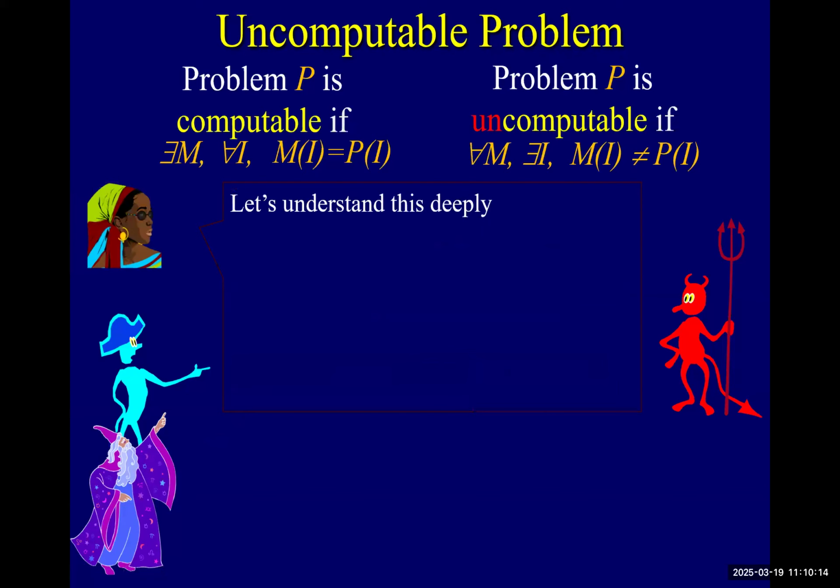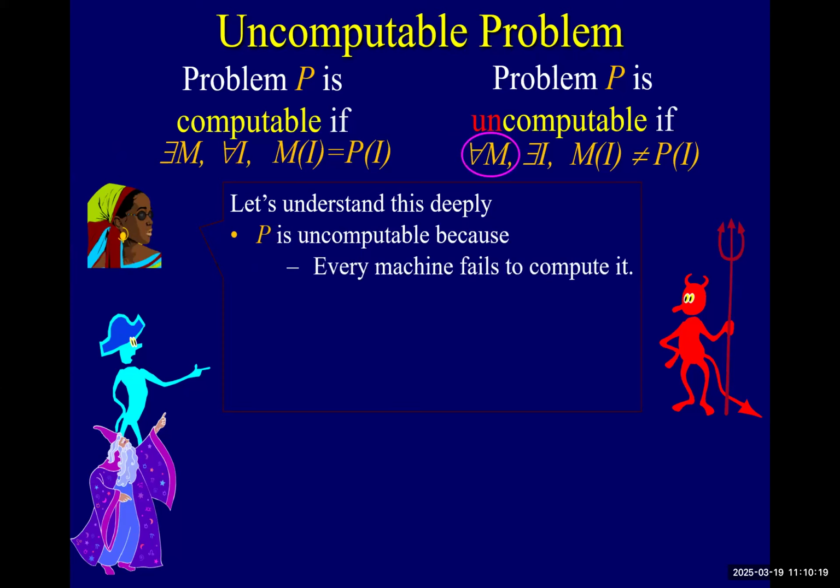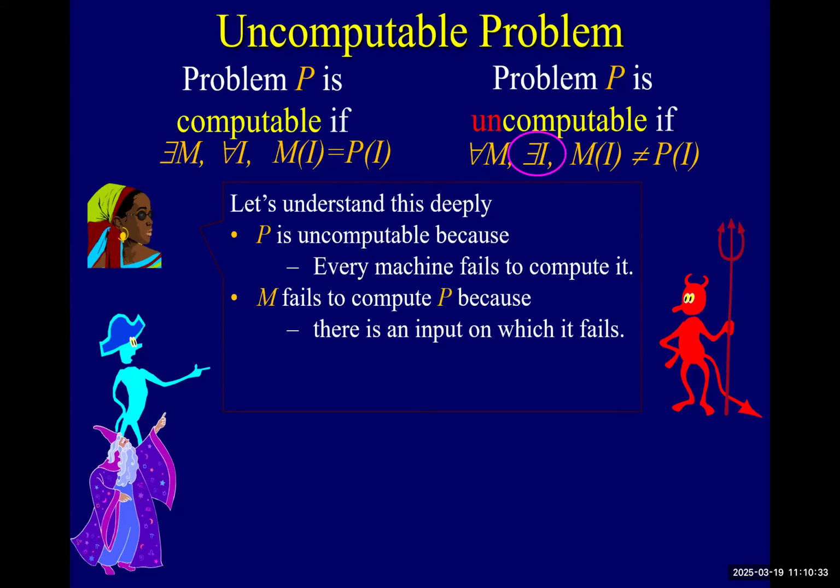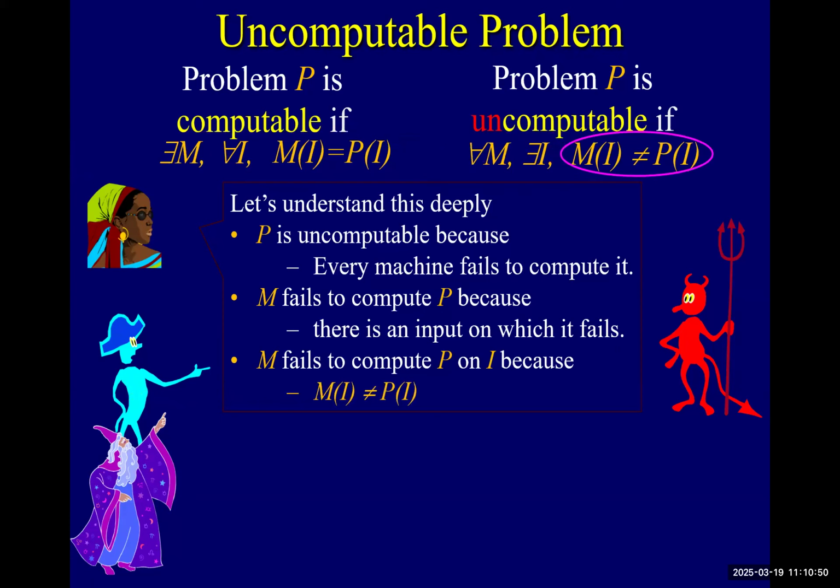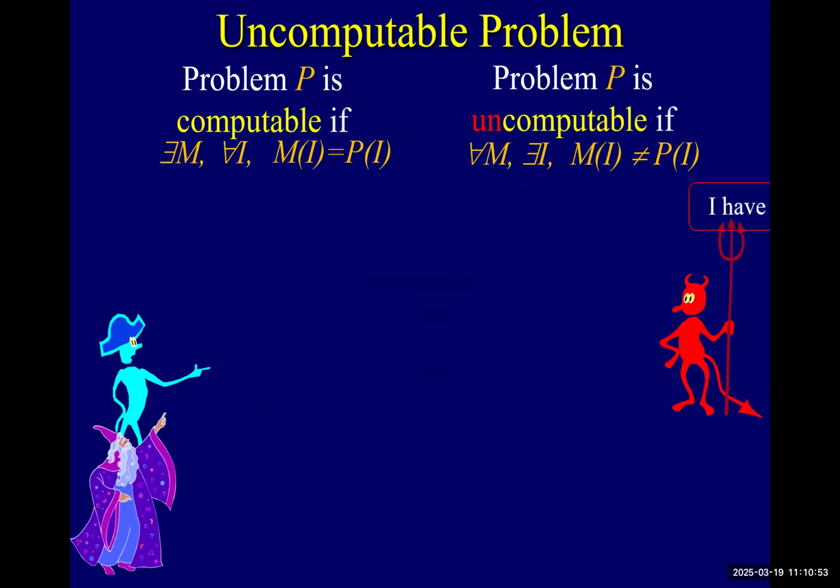And now we have to understand this, right? P is uncomputable. Why is it uncomputable? It's uncomputable because every Turing machine fails to compute it, right? M fails to compute it. Why does it fail to compute it? It might get the answer right on every input but one, right? It fails to compute it if there's one input on which it fails to compute it, right? Why does M fail to compute P on I? Because it's got the wrong answer on this input, right?